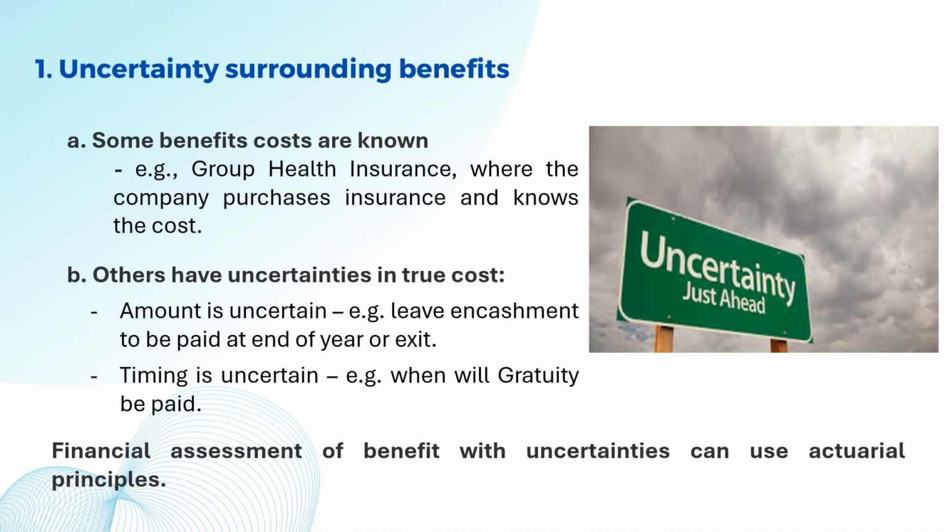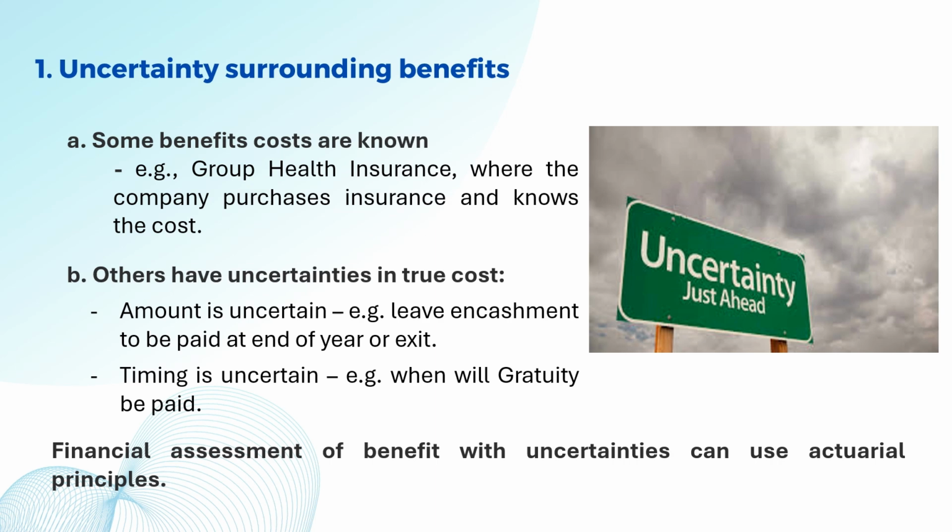Uncertainty surrounding benefits. In certain instances, a company may have a fairly accurate understanding of the amount it needs to allocate for a particular benefit. For example, if an employee is eligible for group health insurance each year, the company can purchase insurance from the market and determine accurately its cost for the company. However, some benefits come with inherent uncertainties.